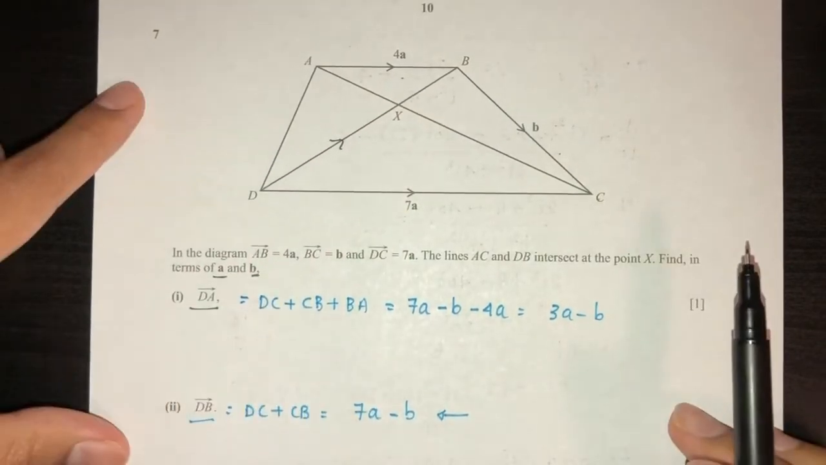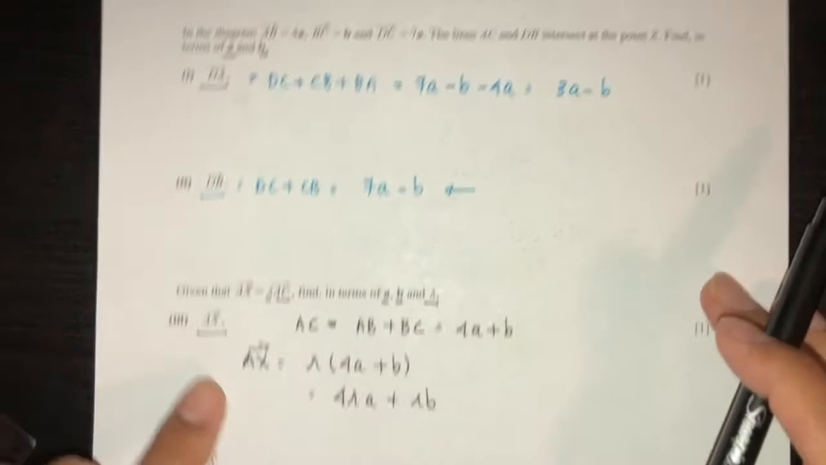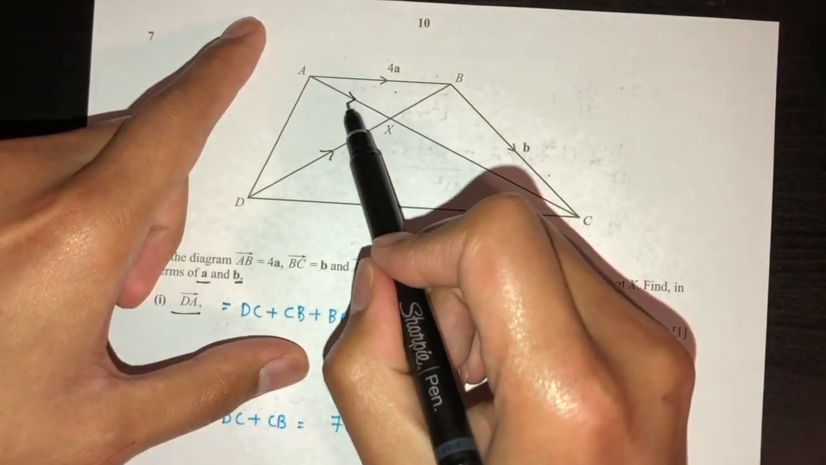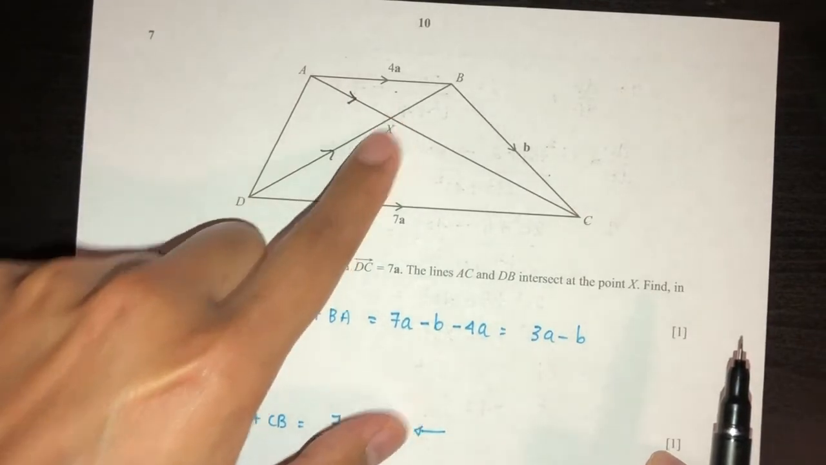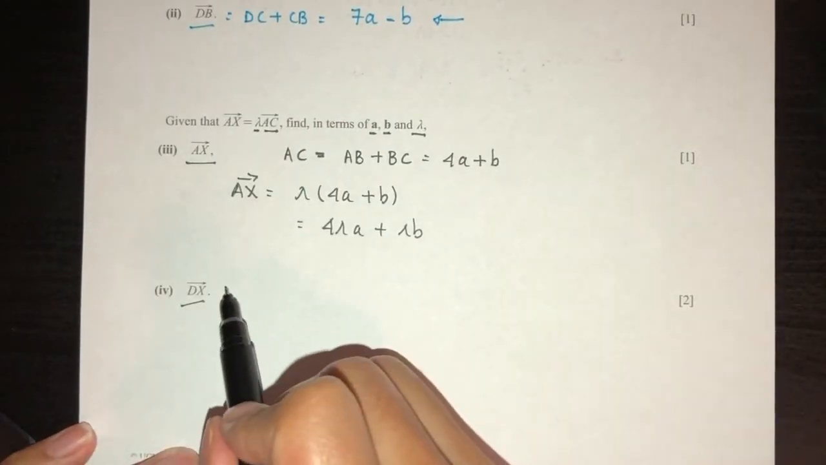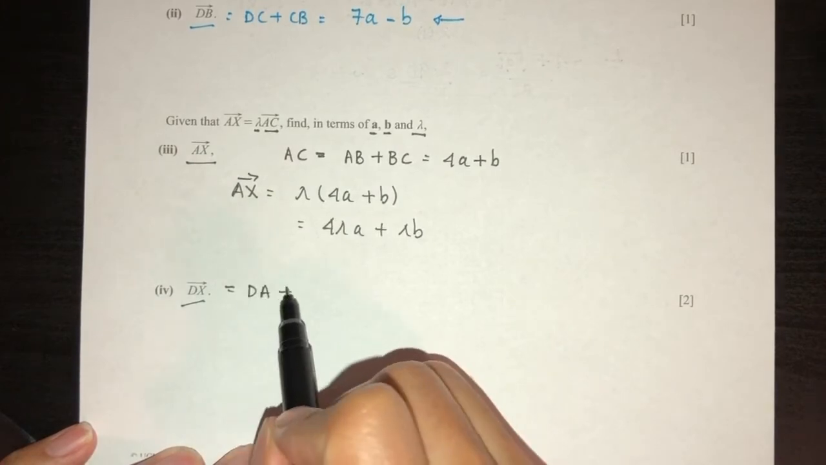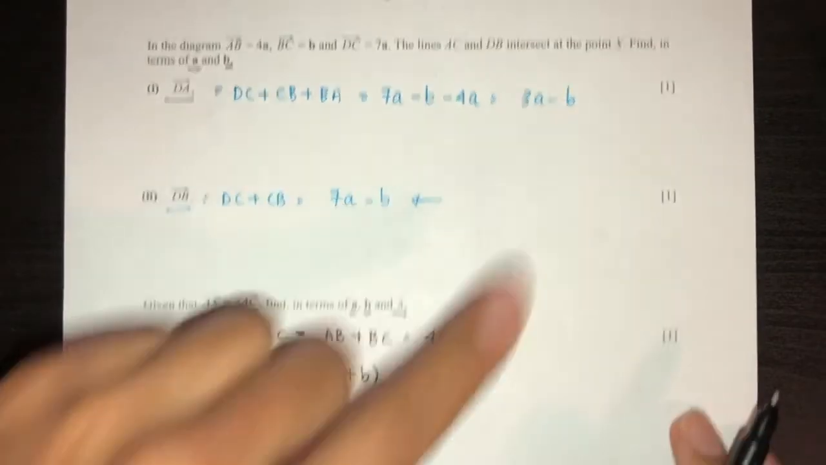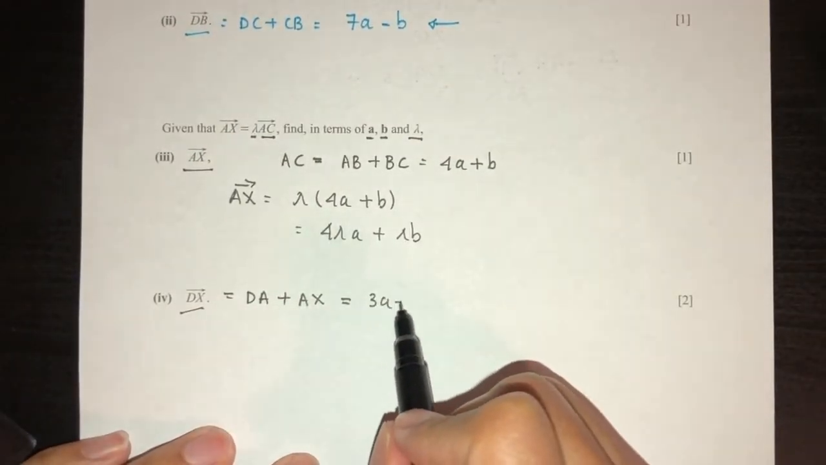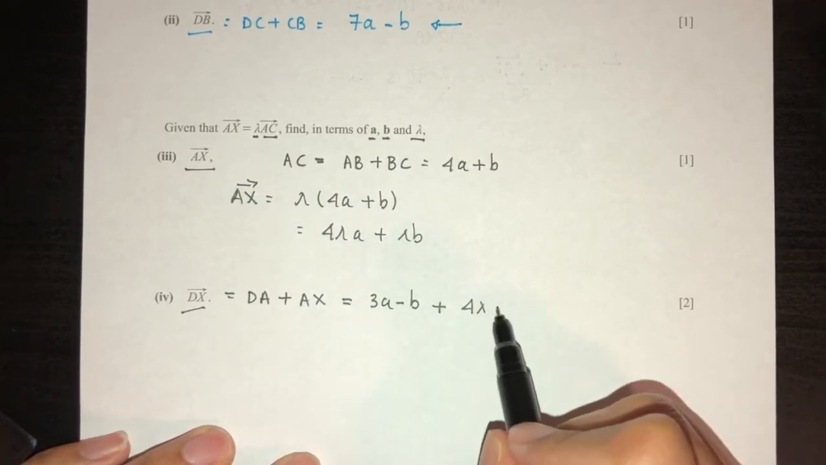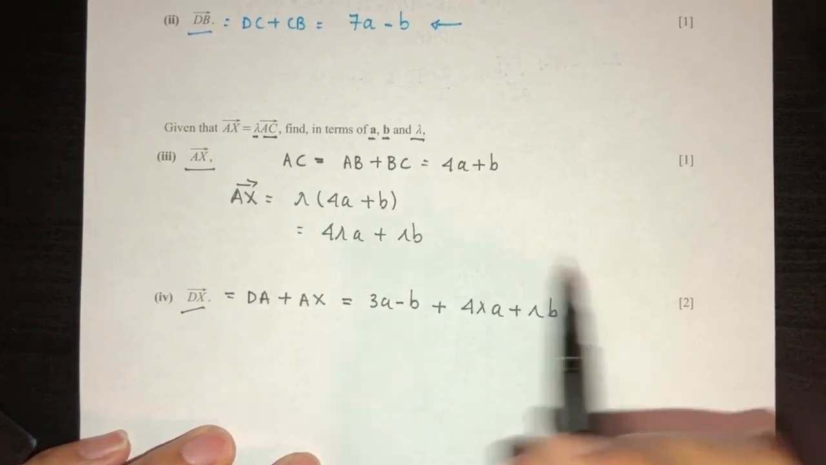so what do we know? We know the value of AX. So DX will be DA and AX. So DA was found in part 1. It is 3a minus b plus AX. This is AX, 4 this plus lambda this.